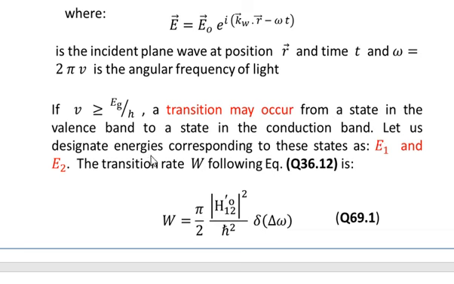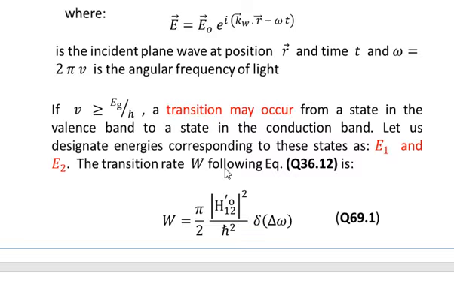Let us designate energies corresponding to these states as E1 and E2. That is, E1 is a state in the valence band and E2 is a state in the conduction band. So initially the electron is in the state E1 of the valence band, and we want to move the electron from the state E1 of the valence band to the state E2 of the conduction band.